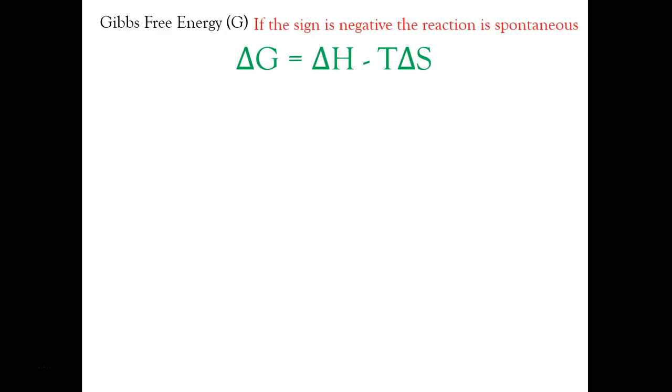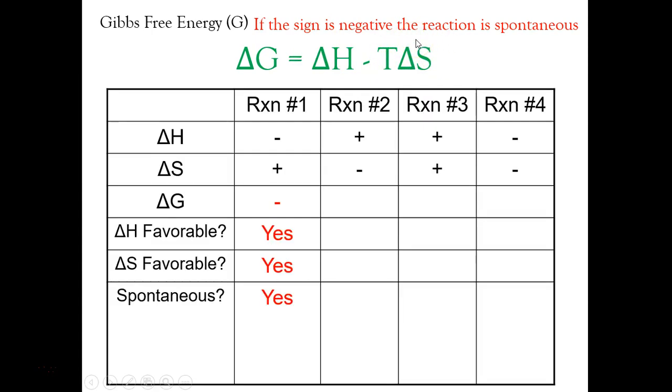So, Gibbs free energy tells us about the total free energy in an equation. It combines enthalpy and entropy and allows us to determine if a reaction is spontaneous at a given temperature. Okay, so delta G, Gibbs free energy, is equal to the change in enthalpy minus temperature in Kelvin times the change in entropy.